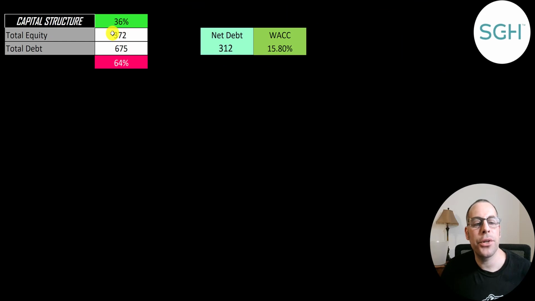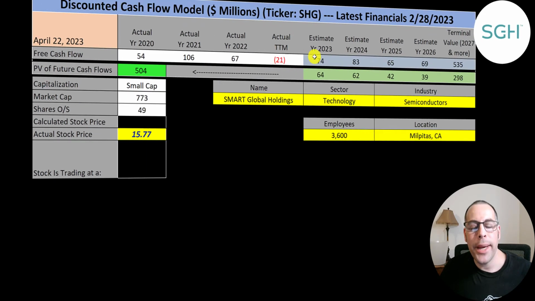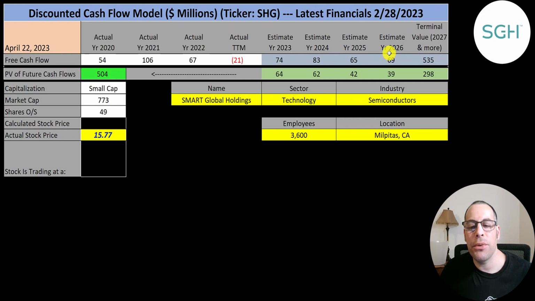Let's look at the capital structure. 370 million of equity, 670 million of debt. They're 36% equity, 64% debt. Their net debt is 300 million. Net debt is debt minus cash. And they have a pretty high WACC, 15.8%, and that's the discount rate we're going to apply to the future cash flows. We estimated 4 years of future free cash flows.